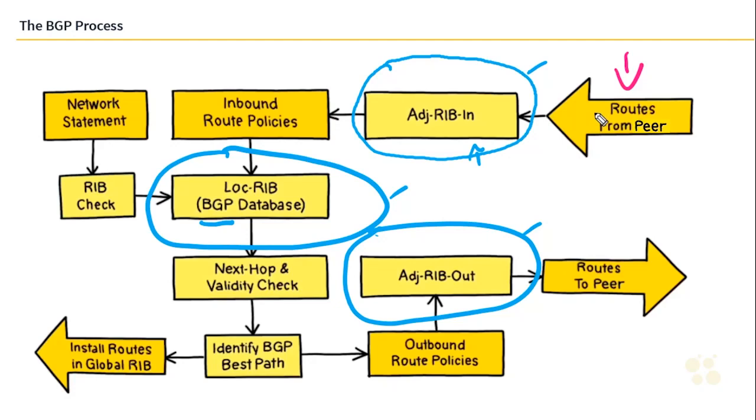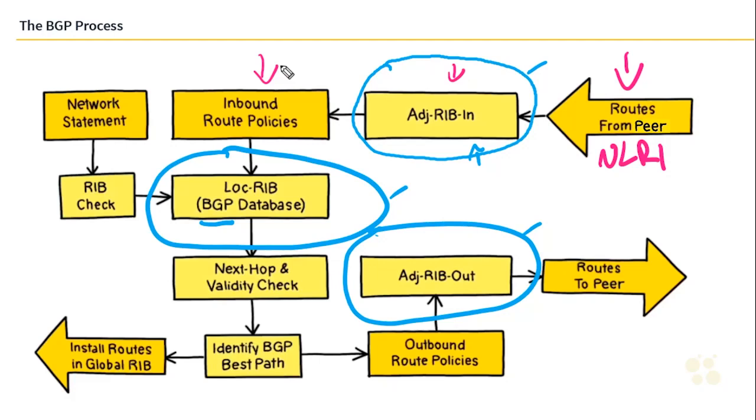This is either an iBGP or an eBGP. They've typed in the network command on their side and they've sent us an NLRI. Recall, that's a prefix as well as path attributes. The NLRI is stored in the RIB-in, and then inbound route policies are applied to the RIB-in.